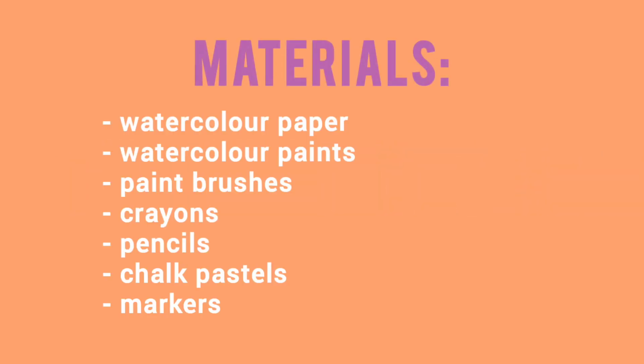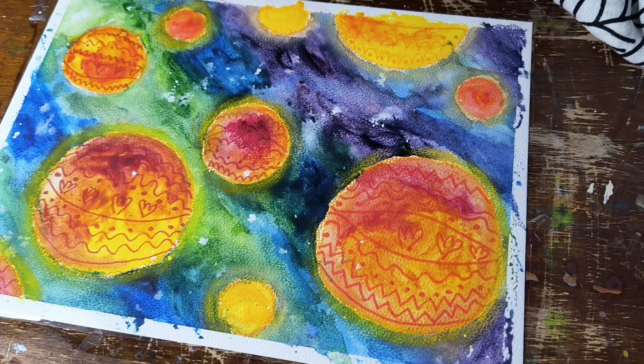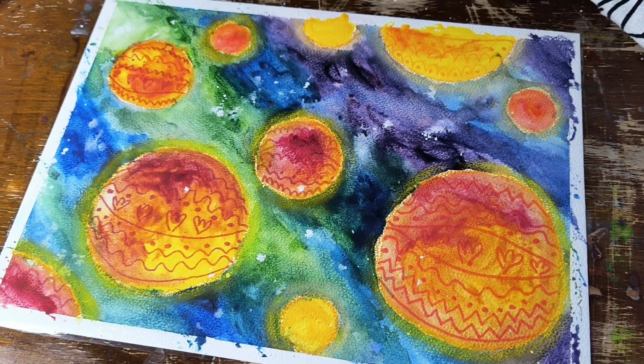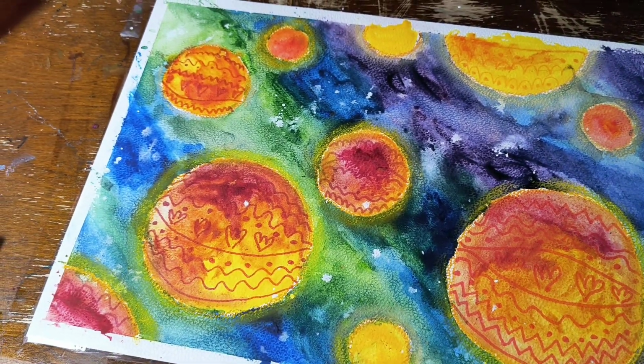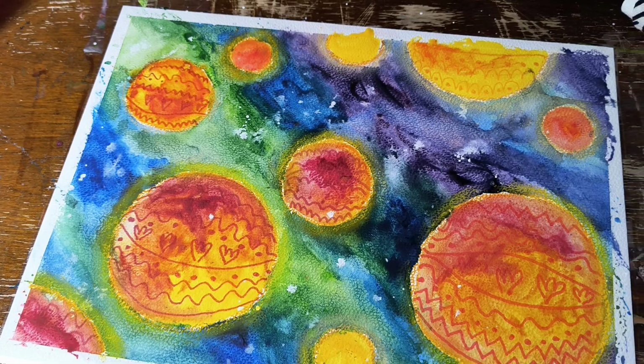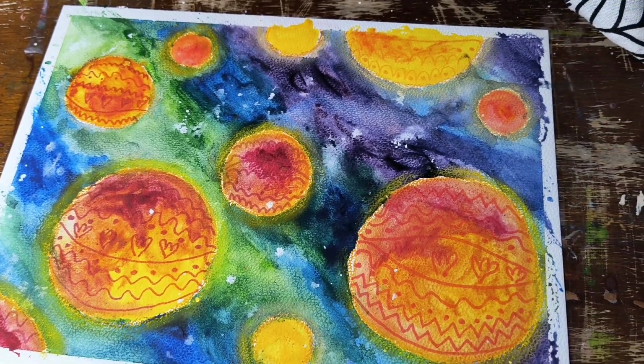The materials you'll need are watercolor paper, watercolor paints, paintbrushes, crayons, pencils, chalk pastels, and markers. Today we will be creating this outer space scene using lots of contrasting colors and wide distances between all of our planets. Start out with your piece of watercolor paper in front of you.